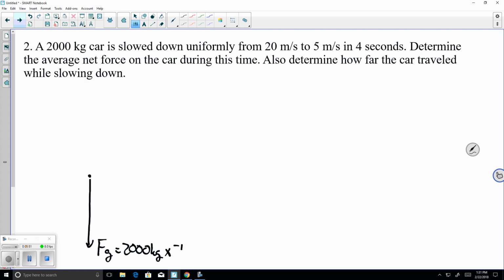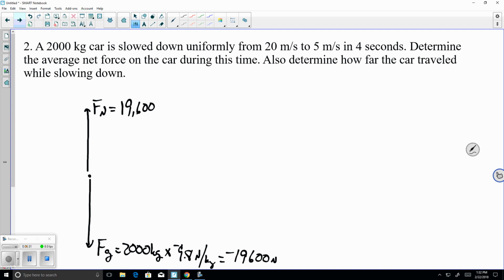Times minus 9.8 newtons per kilogram is going to give me an overall weight of 19,600 newtons. I'm going to have a normal force, and the normal force is going to be the same in magnitude and opposite in direction. So that's 19,600. What I check for here: are there going to be more arrows going upward or downward? Nope, just one up and one down. And is it accelerating in the y direction? The answer to that is no. So I know that up and down are going to be equal.